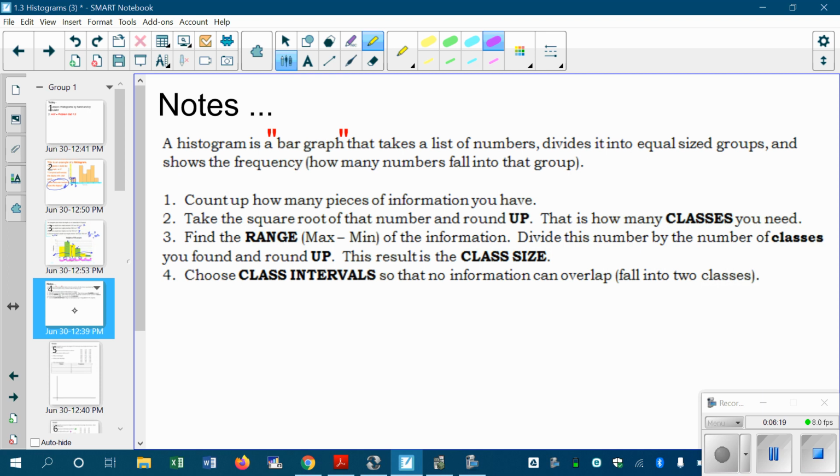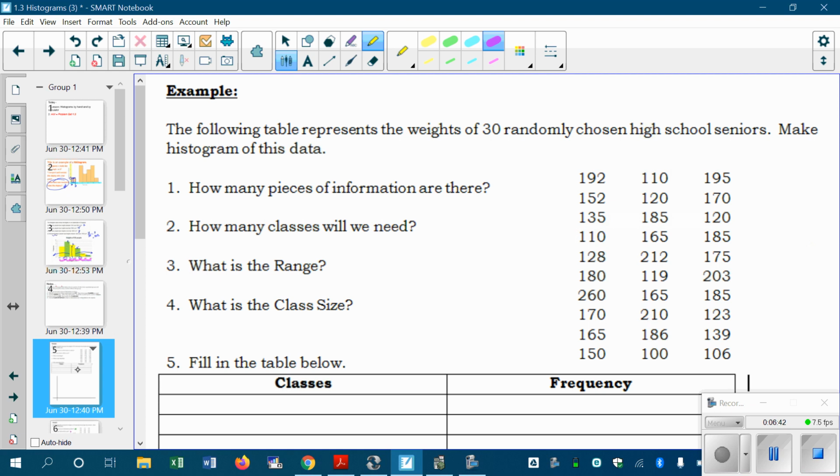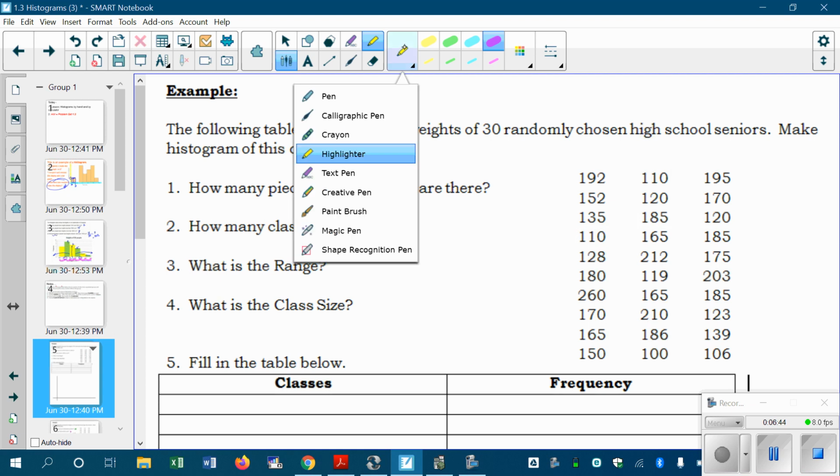Then you find the range. The range is where you take the highest value and subtract the lowest value. You're going to divide it by how many bars you have, and then that's what you count by, right? You can count by 2s, you can count by 5s, you can count by 7s. So whatever number that is, you're going to count by that number, and then those will be your brackets, so to speak.